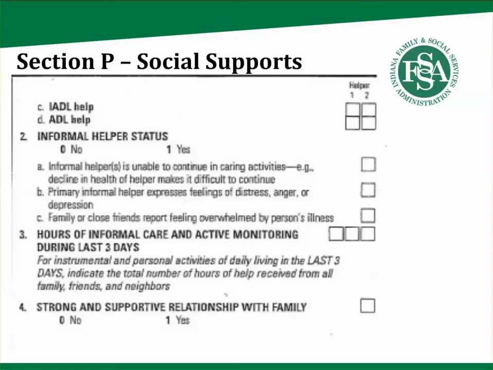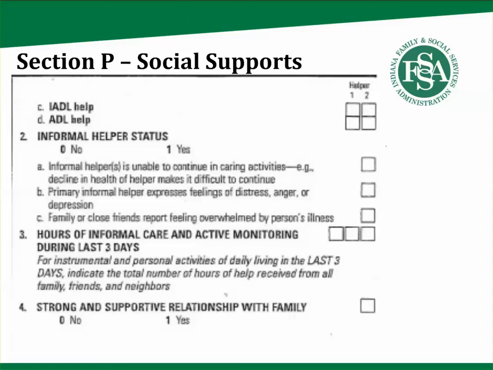Q2 looks at informal helper status. And this one here assesses the reserves of the informal caregiver support system. So with these questions, we're starting to look at potential caregiver stress. And this is very, very important because if your caregivers are starting to become stressed with taking care of the person, then that has a lot of potential issues that will follow as a result. So they're very important to capture.